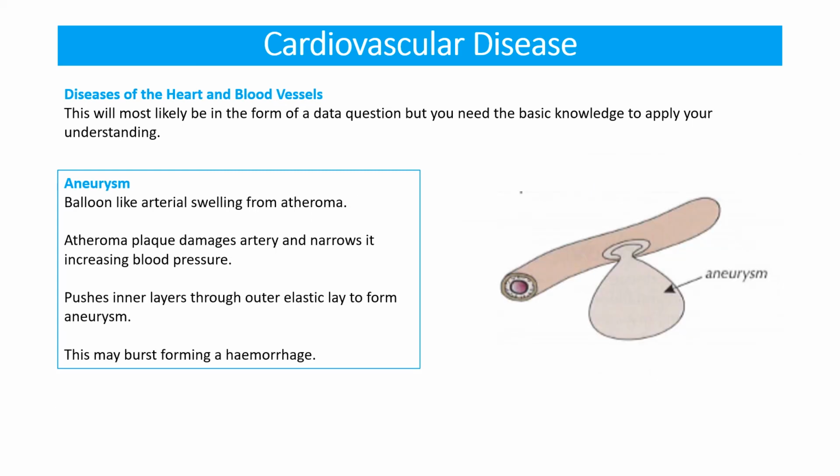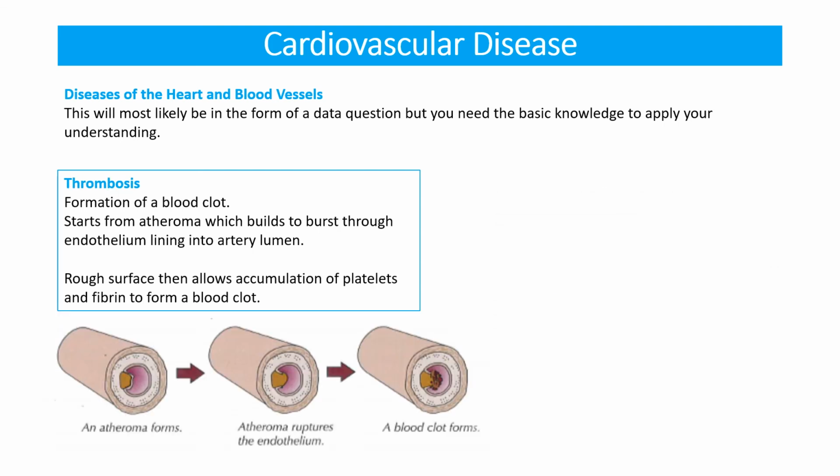So one is an aneurysm. This is when you get a balloon-like swelling from the atheroma. Basically the plaque damages the artery, narrowing it and increasing the blood pressure. And what can happen is that increased pressure can cause the inner layers of the artery to actually push out the side of the artery, and that can fill up like a balloon. And if that bursts, it forms a hemorrhage, and you basically are internally bleeding as a result. So obviously very serious and increased risk by increased blood pressure.